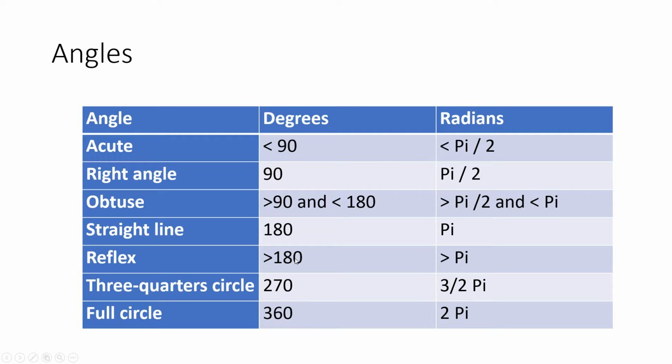If it's more than 180 degrees, we call that a reflex angle, and they're important for collision detection. Reflex angles mean you can't really do collision detection very easily. 270 degrees is a 3/4 circle, and 360 degrees is a full circle, and that's 2 pi. Because of 2 pi, some people think we should use tau, which is 2 pi, but let's not confuse things.